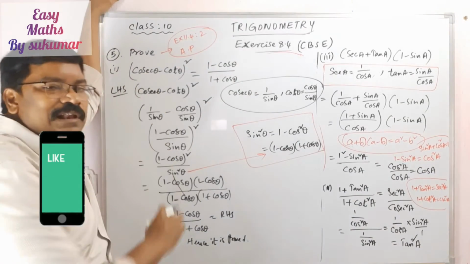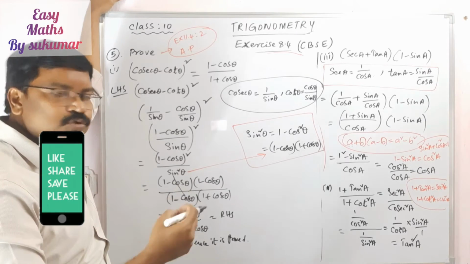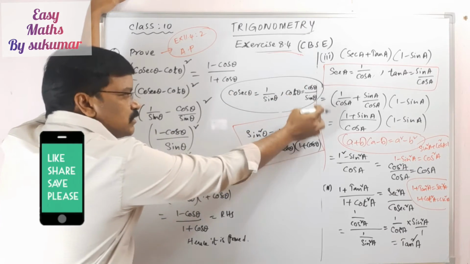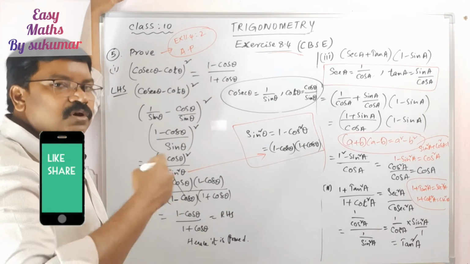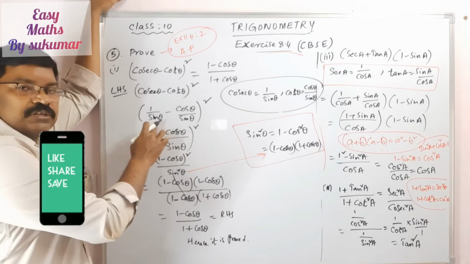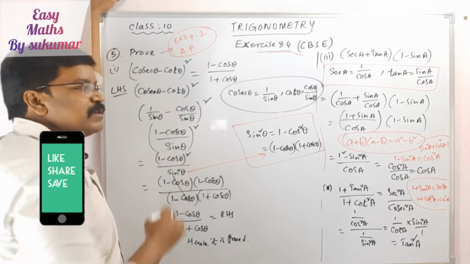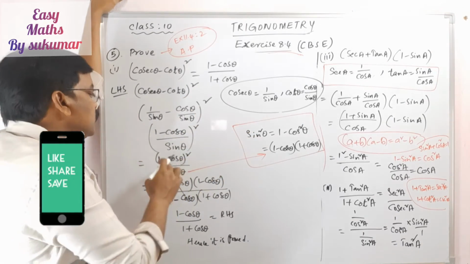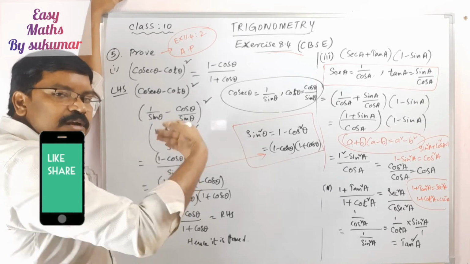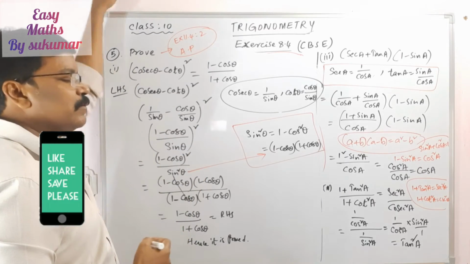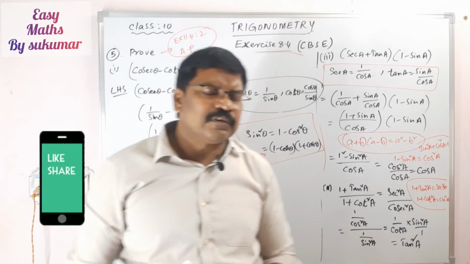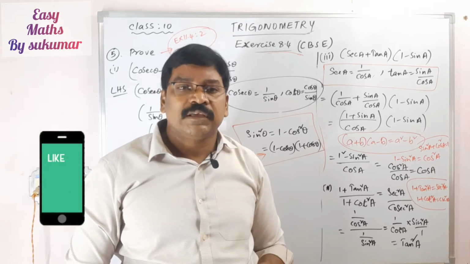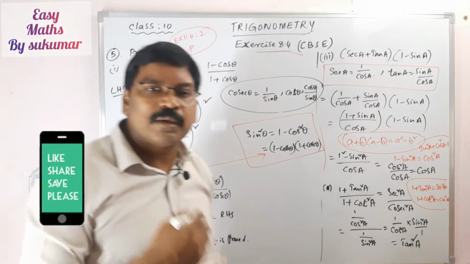Just take what is given in LHS, cosecant theta minus cot theta whole square. See, cosecant theta means 1 by sin theta, cot theta means cos theta by sin theta. Let us substitute here: 1 by sin theta minus cos theta by sin theta whole square. So this is 1 minus cos theta by sin theta whole square. Just split this square to both numerator and denominator. We have a law of exponents, the property a by b whole power m is equal to a power m by b power m.